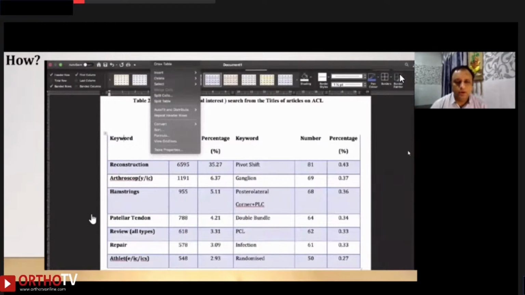So you can see the options under the draw table. Insert option has inserting rows or column at a specific place, deleting row or column for a specific place under the delete option, selecting cell, row, or a column under the select option, split cells, splits the cells, and split table, splits the table in a specified place.